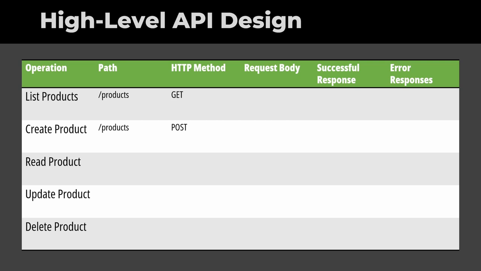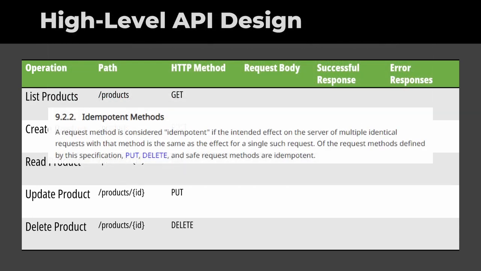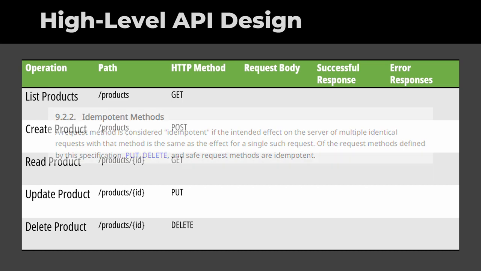For other operations, we are going to use the slash products slash ID path. The ID is a path parameter and will be unique per product, which is exactly what REST constraints command, a unique URI per resource. As for the methods, get and delete are obvious choices. Put is used for updates because we want that operation to be idempotent. A client can repeat the same update multiple times and expect the same result.